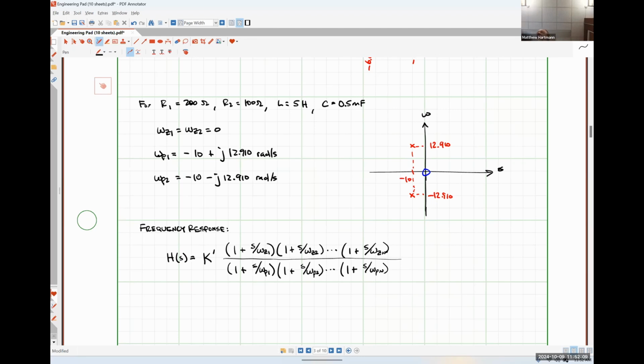Bode plots are what we had LTspice do for us way back in Circuits 2. Whenever we analyzed the frequency response of one of our filter networks, we had a graph where it was 20 times the logarithm of the magnitude of the transfer function on the y-axis, and the x-axis was our frequency, but it was a log plot, so we went from 10 to the 0 hertz, 10 to the 1 hertz, 10 to the 2 hertz, and so on and so forth.